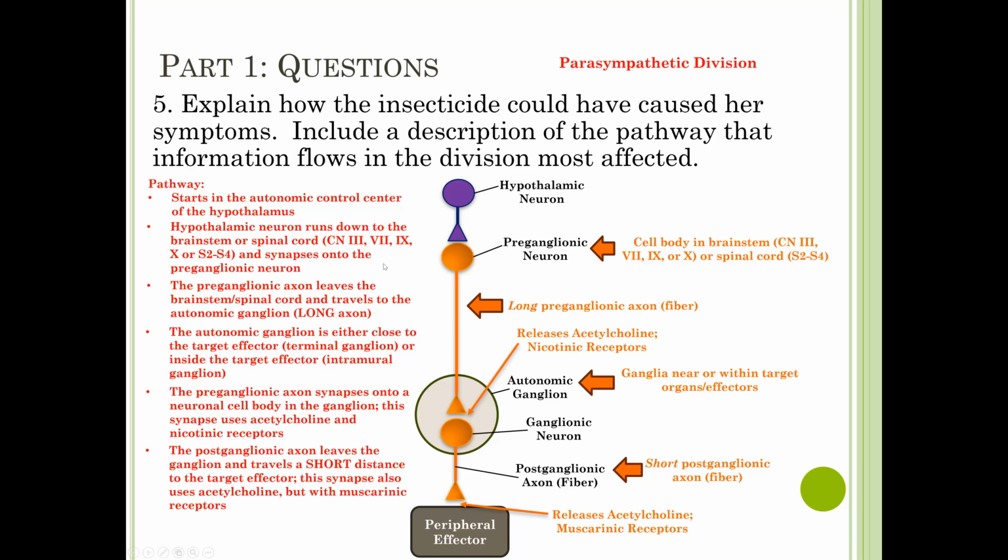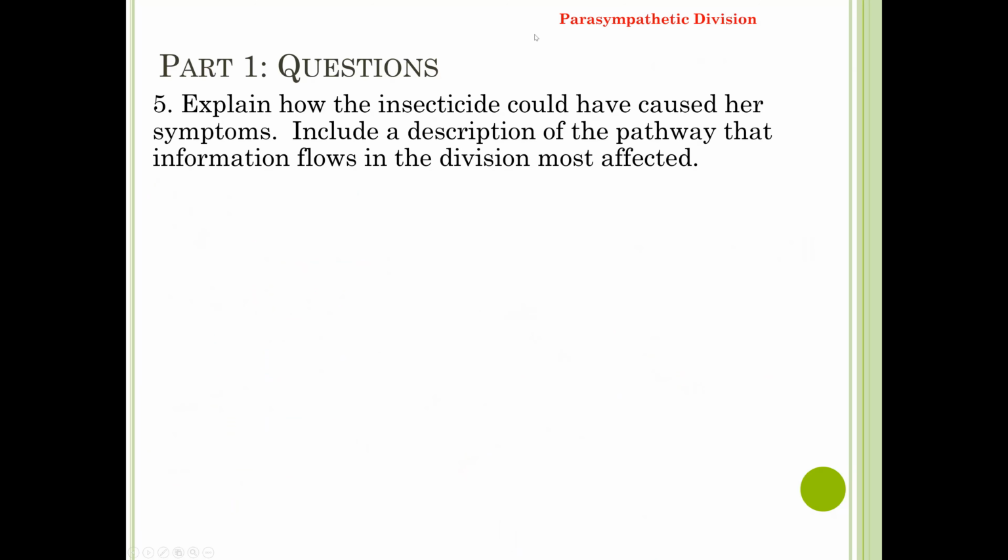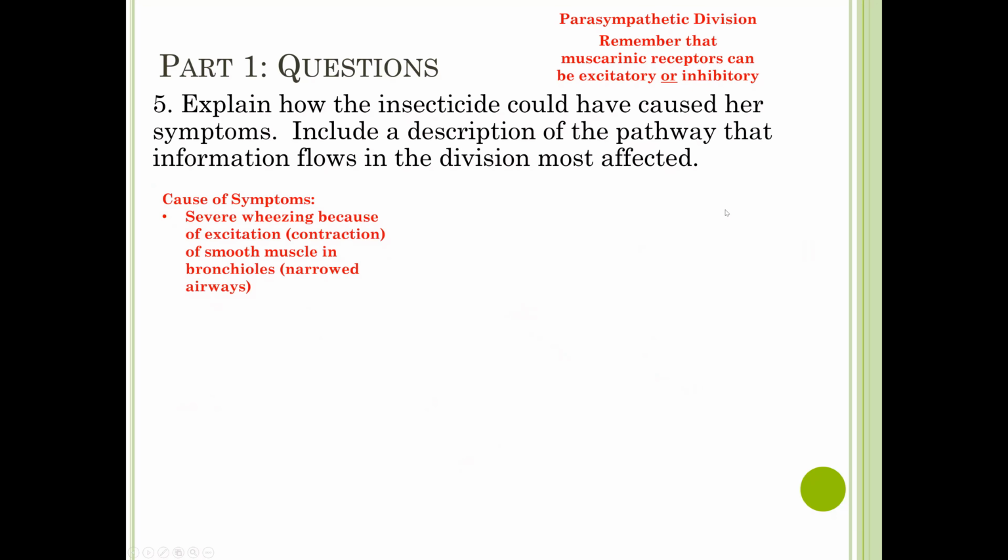So now let's look at how this insecticide could have caused her symptoms. So as a reminder, we're looking at the parasympathetic division. Also, remember that the muscarinic receptors that you find in the target organs can be either excitatory or inhibitory. So she had severe wheezing because of excitation, which led to contraction of the smooth muscles in her bronchioles in the lungs, and this resulted in narrowed airways. So it was hard for her to breathe in because of the constriction of the airways, and that causes wheezing.